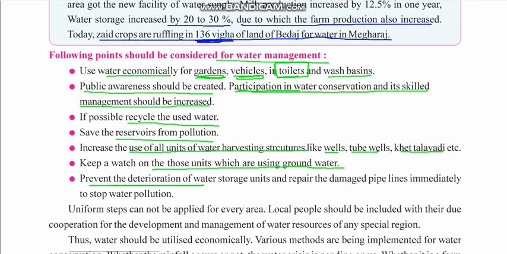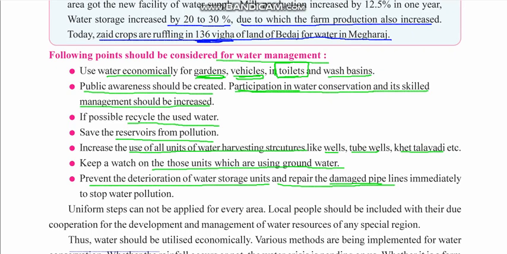Prevention of deterioration of the water storage unit. We need to see that the units which are storing water should not deteriorate, otherwise the quality of the water will decrease. And repair the damaged pipelines. Many times you might have seen pipelines are damaged, and due to it, lakhs of liters of water are wasted as there is a delay in the repair of it. So the pipeline should be repaired as soon as possible.